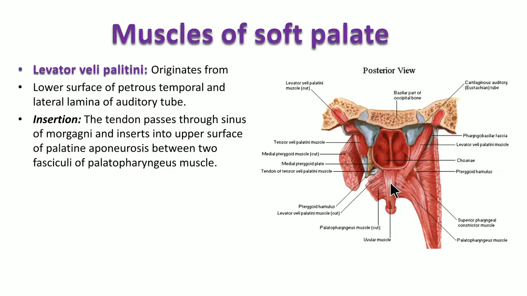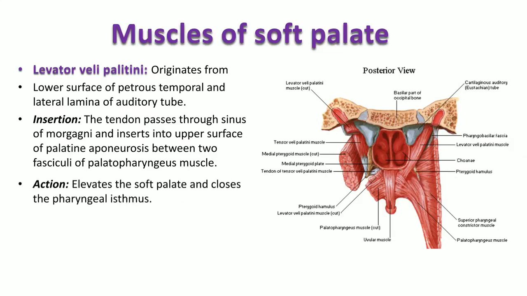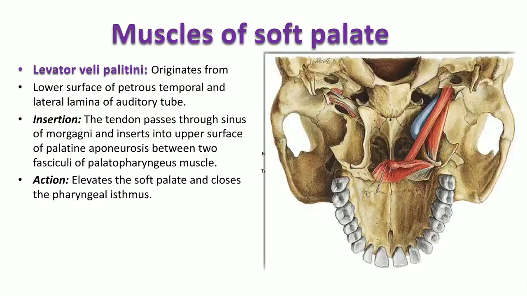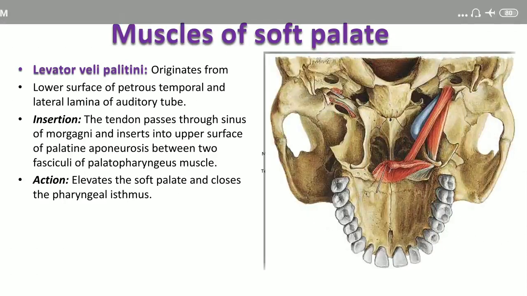and it will get inserted into the upper surface of the soft palate, that is to the palatine aponeurosis, in between the two fasciculi of the palatopharyngeus muscle, the anterior and posterior fasciculus of the palatopharyngeus muscle. Mainly it elevates the palate and closes the pharyngeal isthmus. I told you what the pharyngeal isthmus is already. Here you are able to see the levator veli palatini muscle.